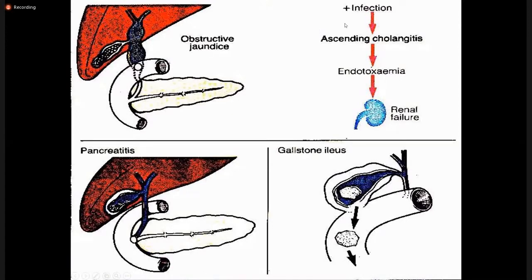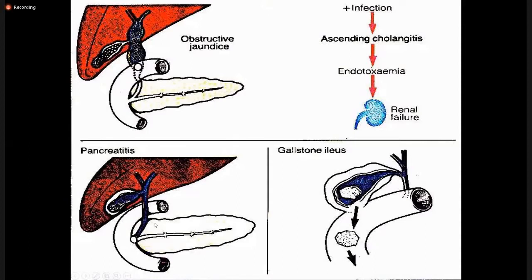What happens in cholangitis basically is that along with obstruction and biliary stasis, there is ascending infection, and this will lead to endotoxemia, and multi-organ failure will occur, even to the extent that renal failure can present in obstructive jaundice.